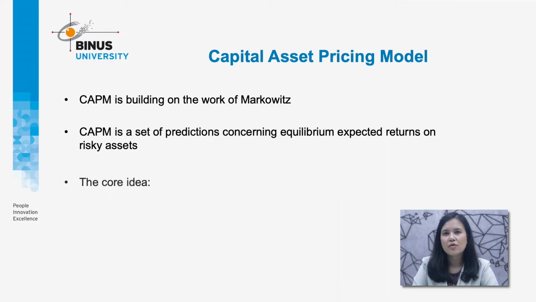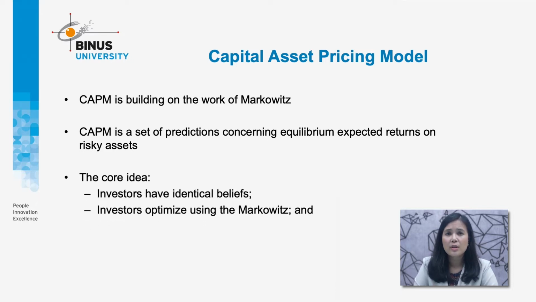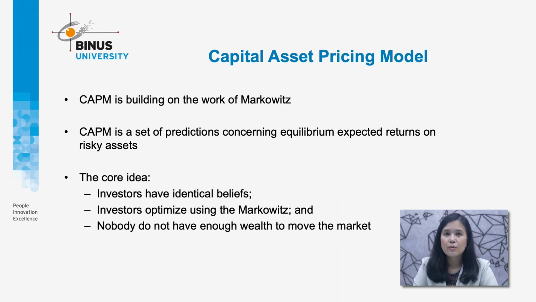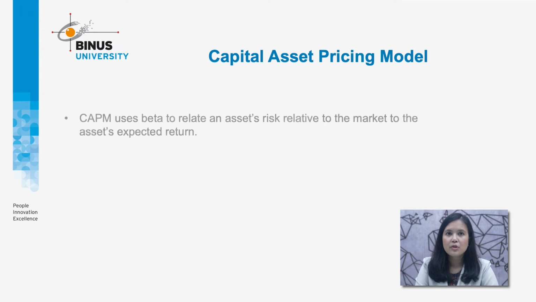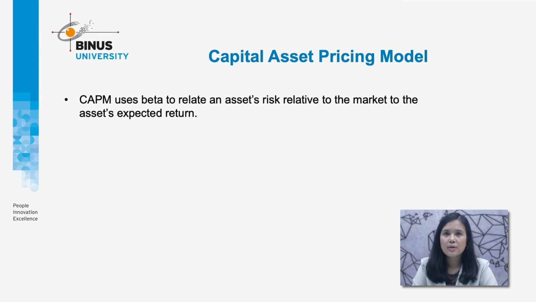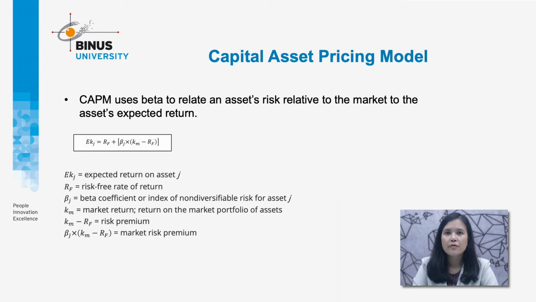The core ideas of CAPM are: investors have identical beliefs, investors optimize using the Markowitz approach, and nobody has enough wealth to move the market. CAPM uses beta to relate an asset's risk relative to the market to the asset's expected return. The formula of CAPM is used for calculating the expected returns of an asset.